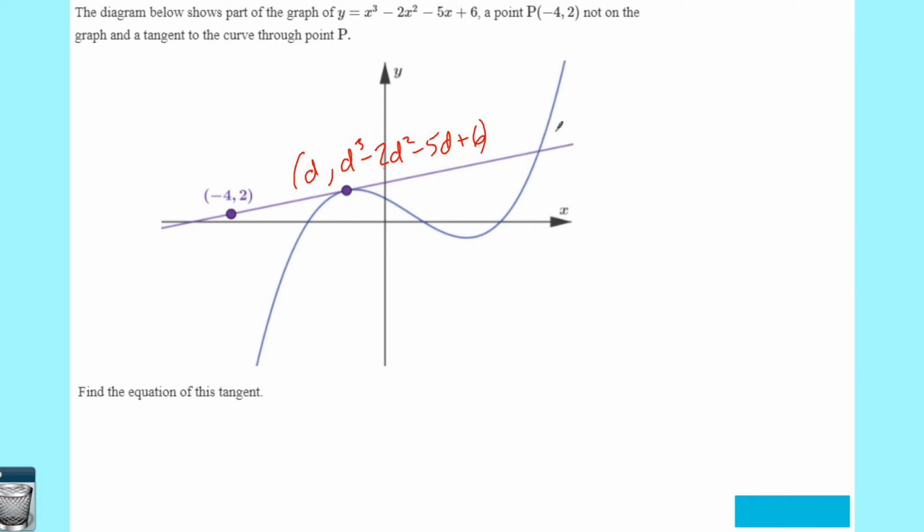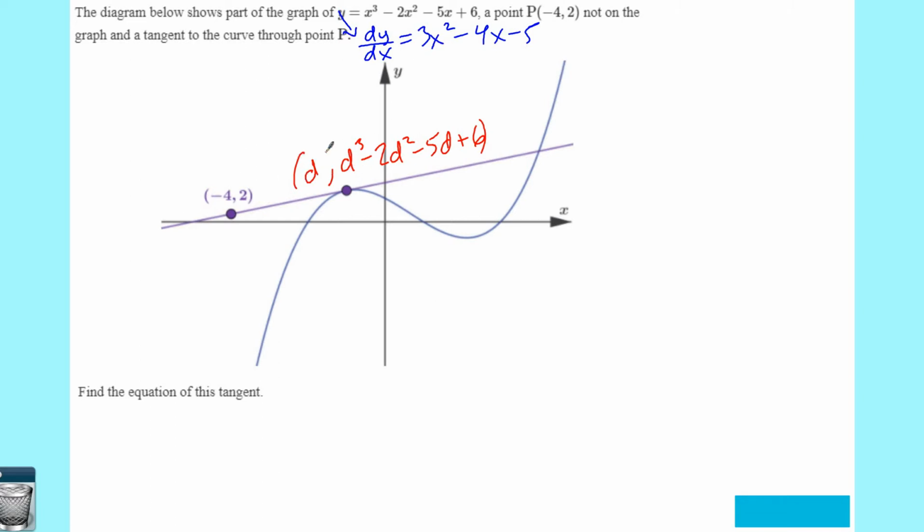Okay, so now I've got a point. I also need my slope. So there's two ways I can find my slope. One, I can just do the derivative of my original function. Remember, we've already got that, 3x squared minus 4x minus 5. So I know that my slope must be this, and this is my point that I'm going to plug in.